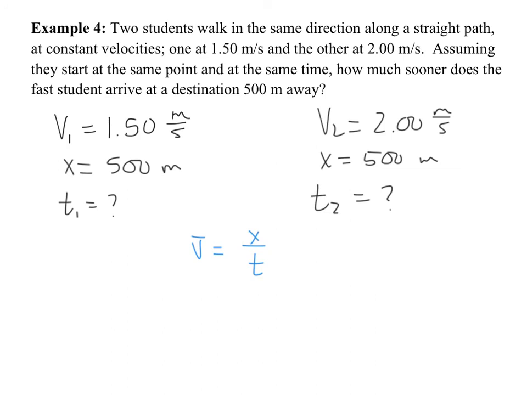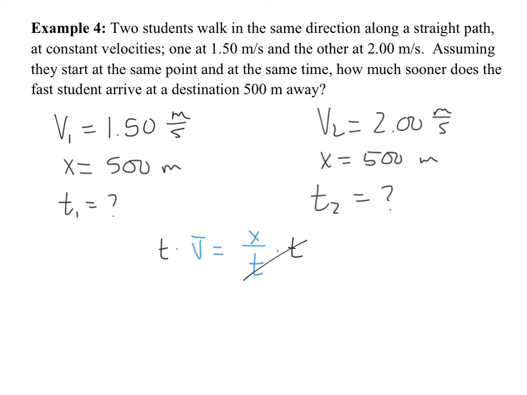The easiest thing to do is to switch V and T. Literally, you can flip-flop these, and I'll show you why right now. But from this point on, you can always just switch these two if you need to get time by itself. Okay, but let me show you mathematically why that is. So you start by multiplying both sides by time.